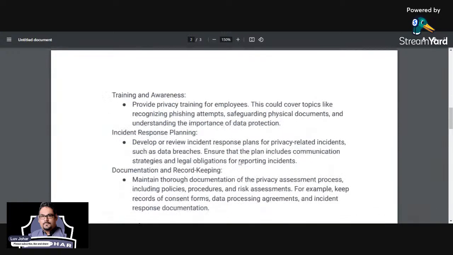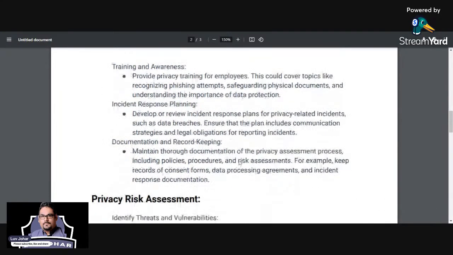Okay, after that, training and awareness is important, because here you have to inform your employees about this new method, new process of securing the personal data. What are the procedures that you have in place? That's why you have to make sure that your employees are aware. So you provide privacy training for all the employees. This could cover topics like recognizing phishing attempts, safeguarding physical documents, and understanding the importance of data protection. Here we are talking about personal data only, so make sure you keep it relevant to that.